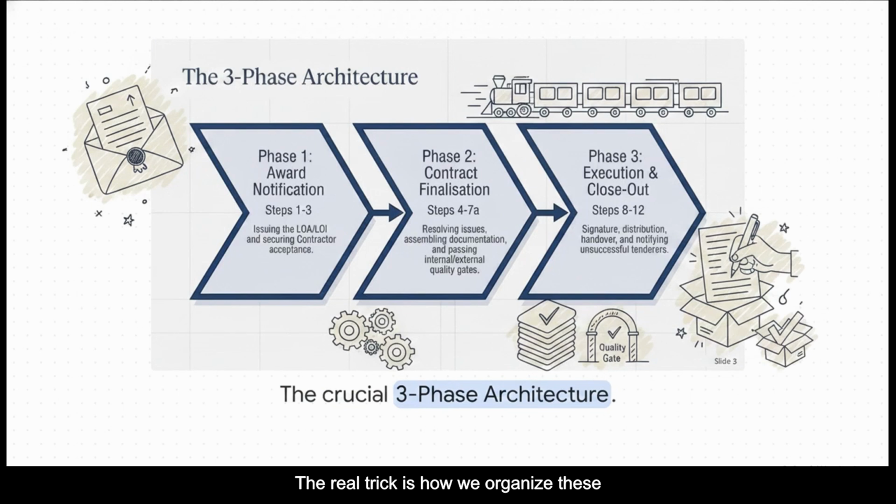The real trick is how we organize these players and documents. We use a 3-phase architecture to make sure this process never gets derailed. Phase 1 is award notification, getting the notice out and securing that contractor acceptance. Phase 2 is contract finalization, assembling everything and making sure it passes our quality gates. And Phase 3 is execution and closeout, which is the actual signing and handover.